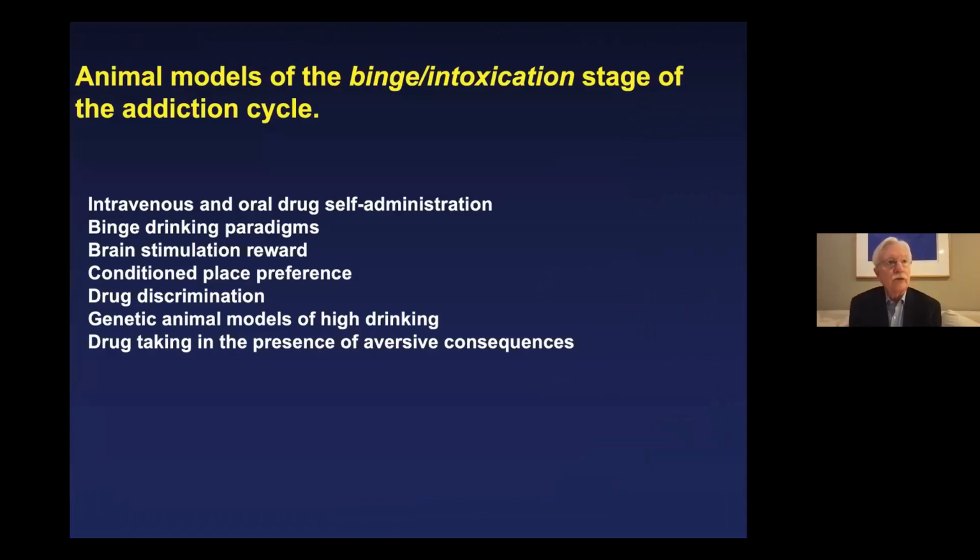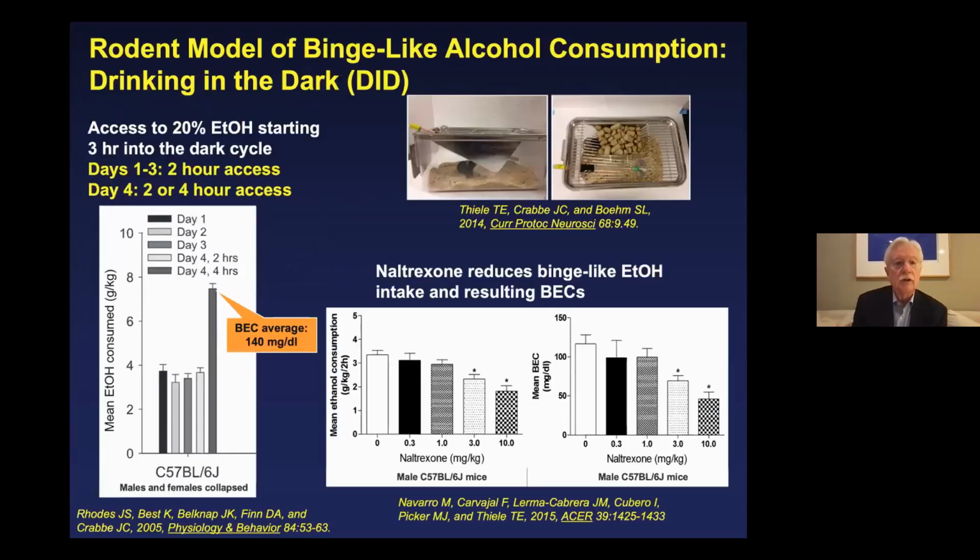So what about animal studies where we've tried to really understand specific neurocircuitry? Well, there are a whole variety of animal models that are thought to be relevant to the reinforcing effects of alcohol. And these include intravenous and oral self-administration and binge drinking paradigms, and brain stimulation reward facilitation, and conditioned place preference, where an animal returns to the place where it received alcohol. In the old days, people used drug discrimination to isolate compounds that may be like alcohol and not like alcohol. There's genetic models of high drinking, and there's drug taking in the presence of aversive consequences, which is a very popular technique now for measuring compulsivity in alcohol use disorder.